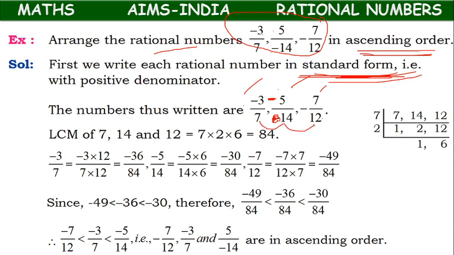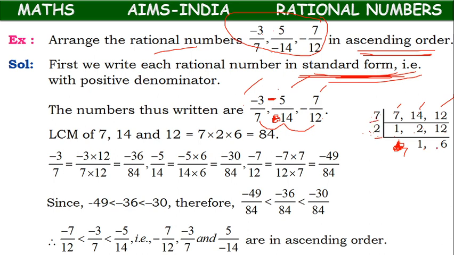7, 14, 12. With 7 we will take 7 1 times 7, 7 2 times 14. 12 is not divisible by 7, so we take 12 like that only. Again with 2: 2 1 times 2, 2. 2 1 times 2, 2 6 times 12. So let's multiply all this.